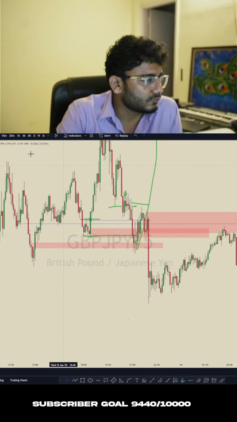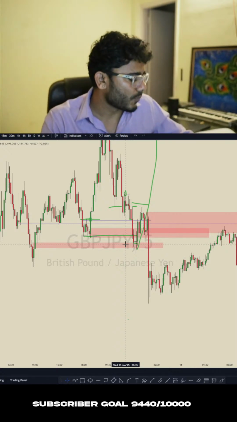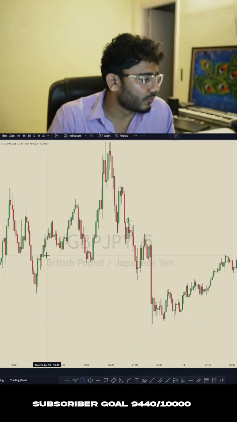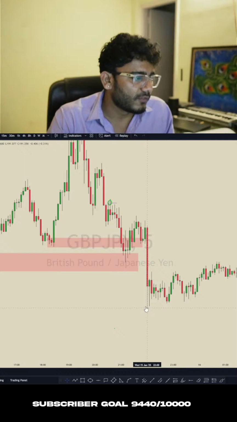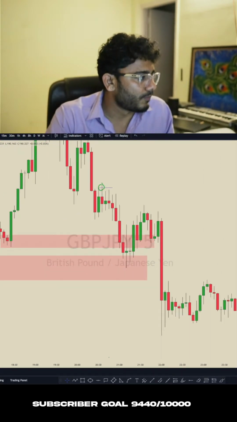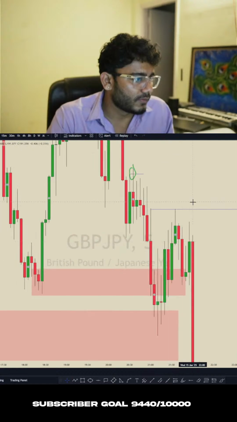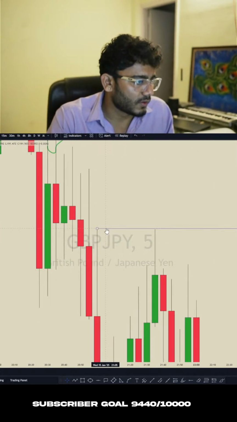Similarly, on GJ yesterday, I was waiting for price to react from this order block. Because there are two order blocks here, this one and this one, I was waiting for price to give us an engulfing. So what happened? From this, price directly went to the order block. I was waiting for price to break this high, and as we can see, price did not break this structure. This high is not broken.